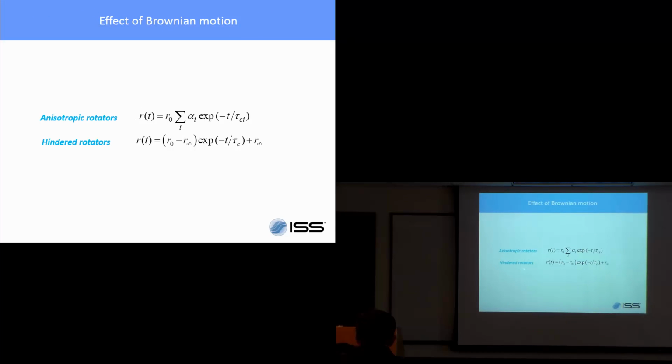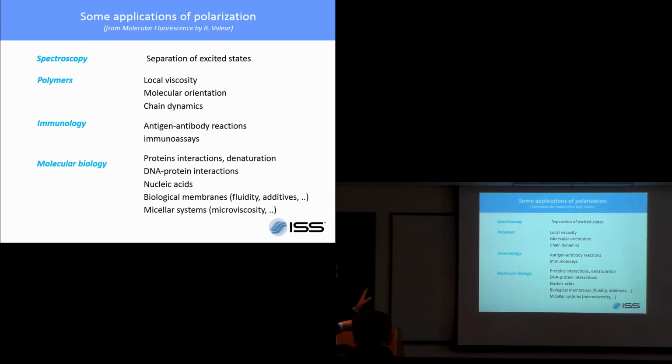For complicated molecules, this equation becomes a little more complicated. So these are anisotropic rotators and hindered rotators. And this just tells you that the theory becomes a little more complicated. It has to deal with a specific problem that you have to deal with. But what is more important, you just try to understand why this is important.